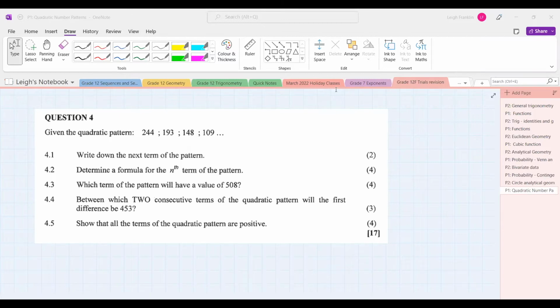So how would we work out what the next term in the pattern is going to be? How would we do that? Can anybody tell me what's the process that we would follow in order to work out what the next term in the pattern is going to be? What would you guys do?